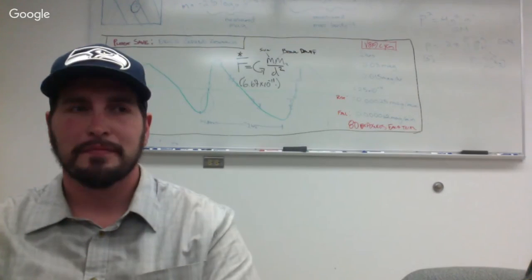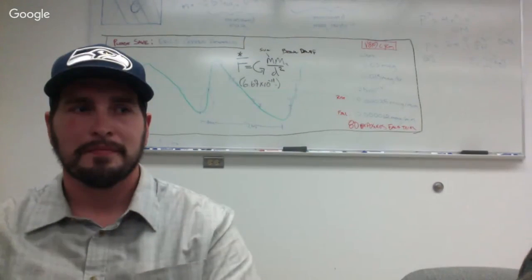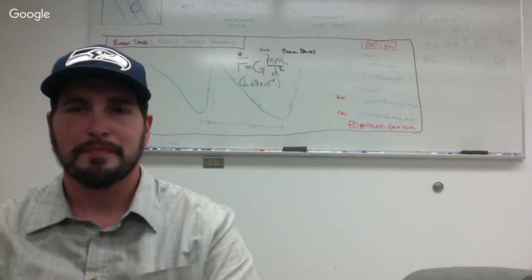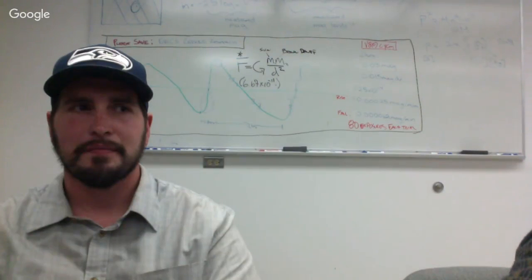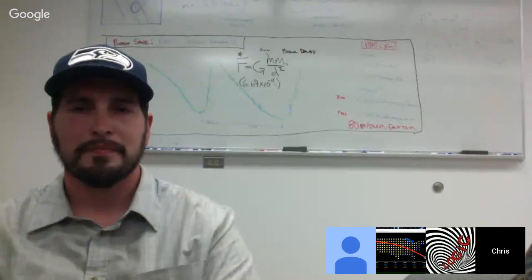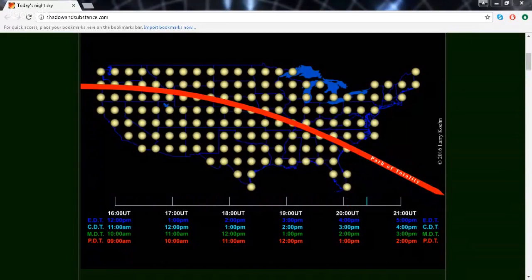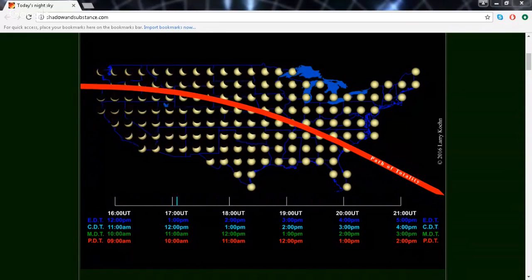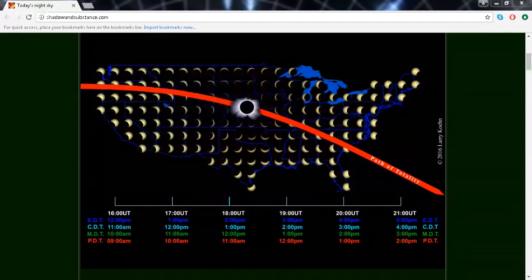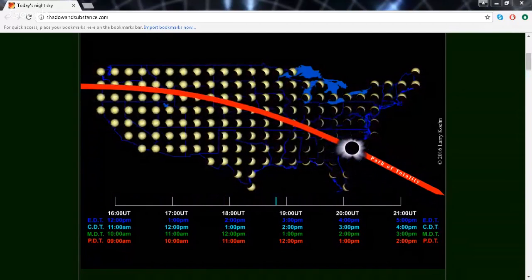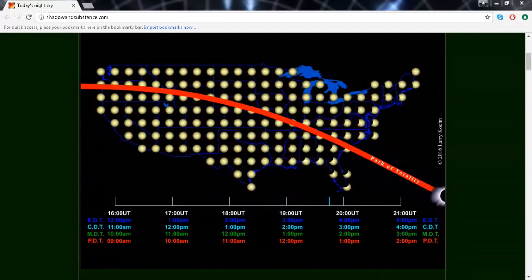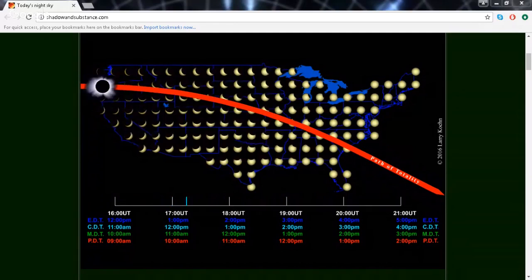Okay, what I'm going to do is go back and share my other screen again, where we're looking at the eclipse animation. There was a question much earlier in the chat, a very good question. We know that the sun rises in the east, crosses over and sets in the west. So the question was, why are we seeing the shadow moving from west to east in this animation?